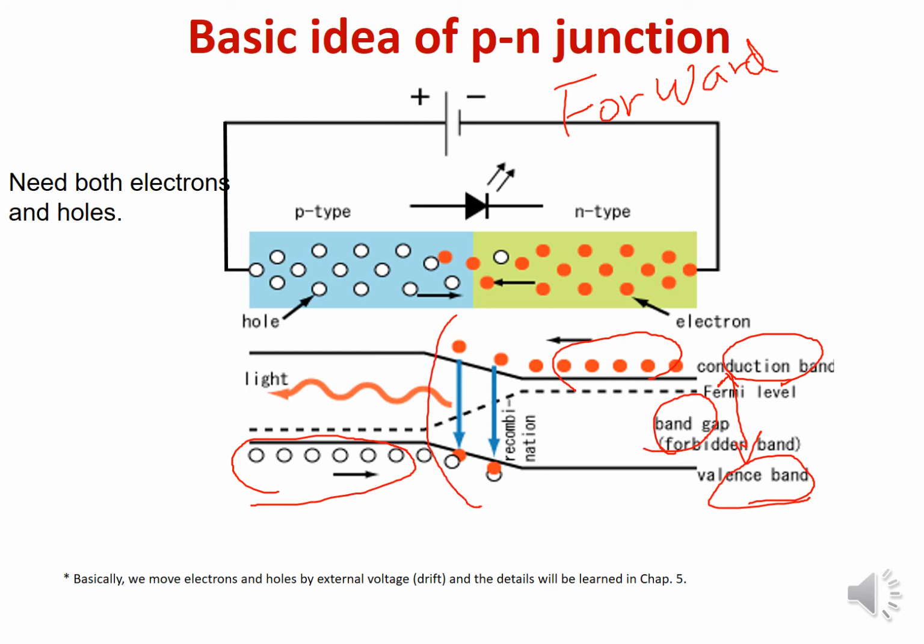And then around the interface, you will have something called the depletion region. The details will be studied repeatedly in this course. In this depletion region, electrons and holes can meet each other, and we call it recombination. If there's a recombination between electrons and holes, there is light emission.